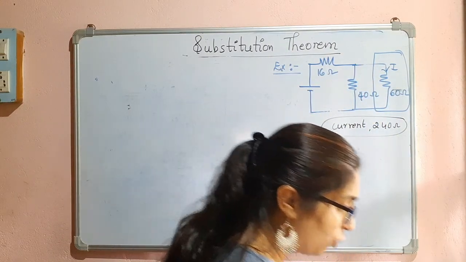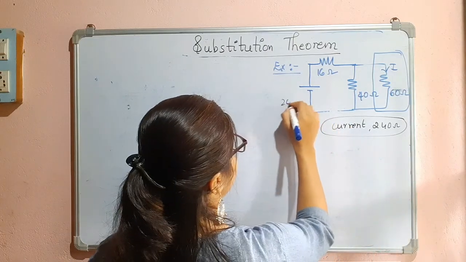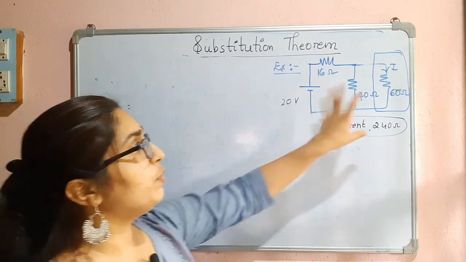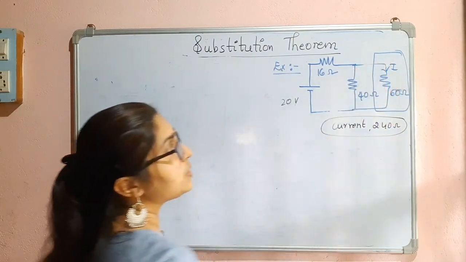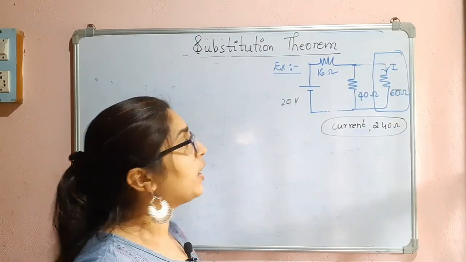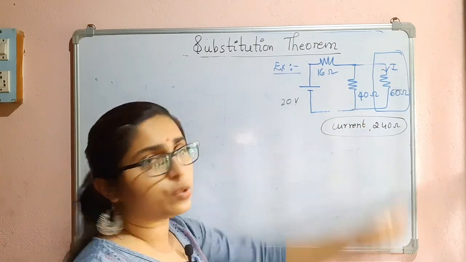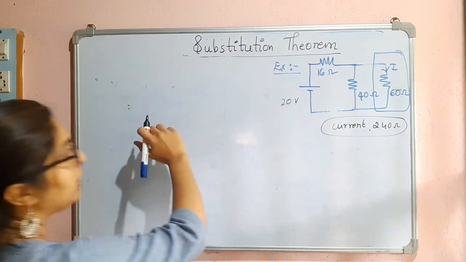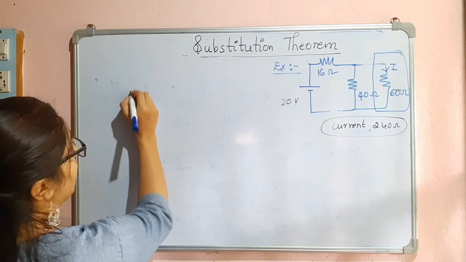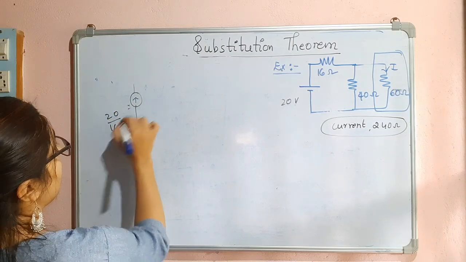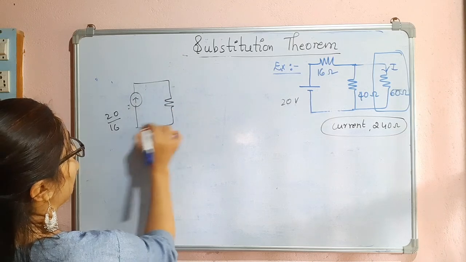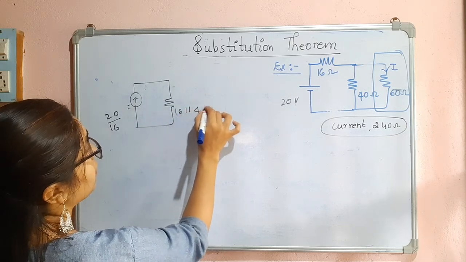This is 20 volts, right? Yes, this is 20 volts. So now we will find out the current. To find this current, we can use nodal analysis. We can also convert this voltage source to a current source. So first we will convert the voltage source to a current source. So this is 20 divided by 16, and here we have 16 parallel 40, and here we have 60 ohm.